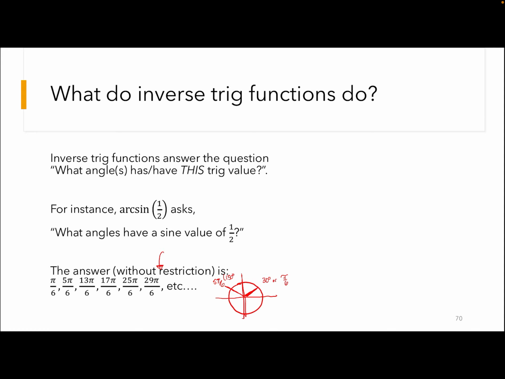And so this is why it's important that we have restrictions. Like right here, I put without restriction, we can just keep going around the circle. We can just keep adding 360 degrees. And there are an infinite amount of angles that have a sine value of a half. So an inverse trig function is going to tell you one of those angles, exactly one of those angles.